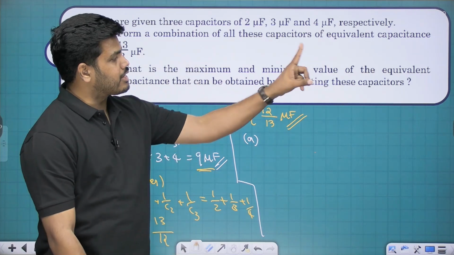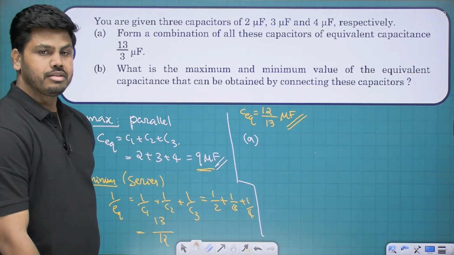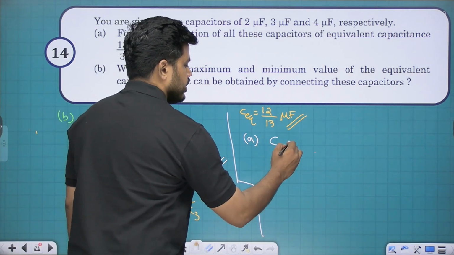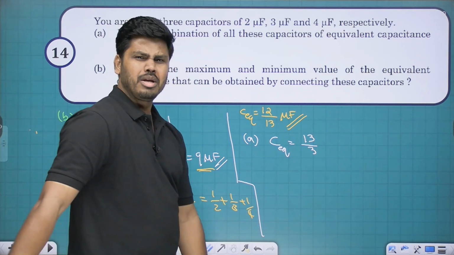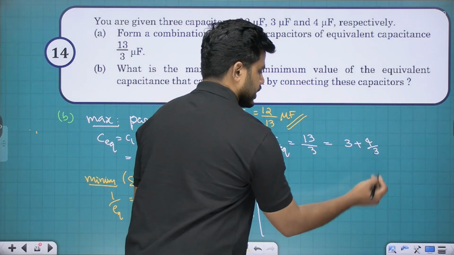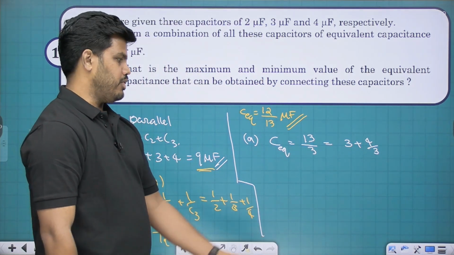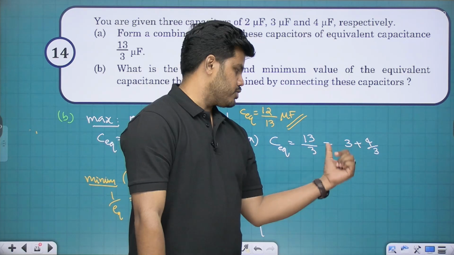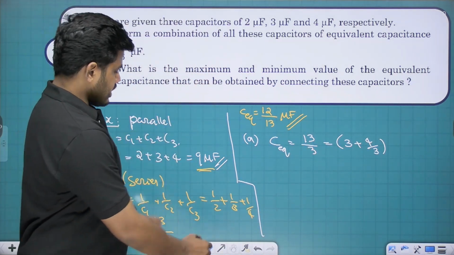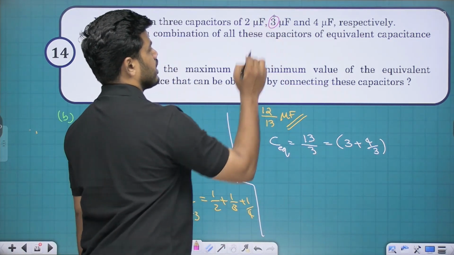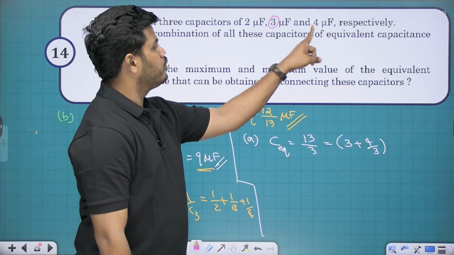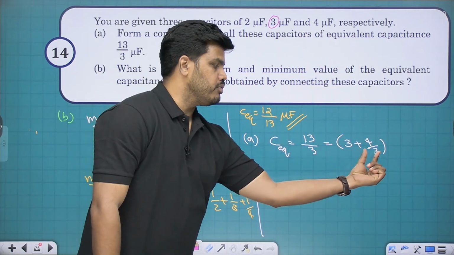We have to get an equivalent capacitance of the combination 13 by 3 microfarad. See, C equivalent should be equal to 13 by 3 microfarad. See, this could be 3 plus 4 by 3, right? 3 plus 4 by 3. We have to simplify this, 9 plus 4 is going to be 13, 13 by 3. So this is the possible fraction, which means one of the capacitors given is 3 here, that we can keep as it is. That should be added to 4 by 3. The other two, 4 and 2, that combination should give you 4 by 3.